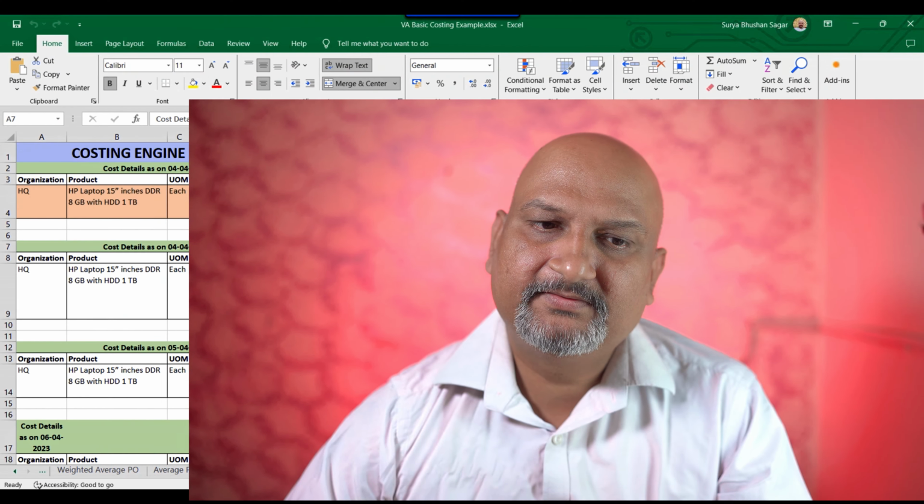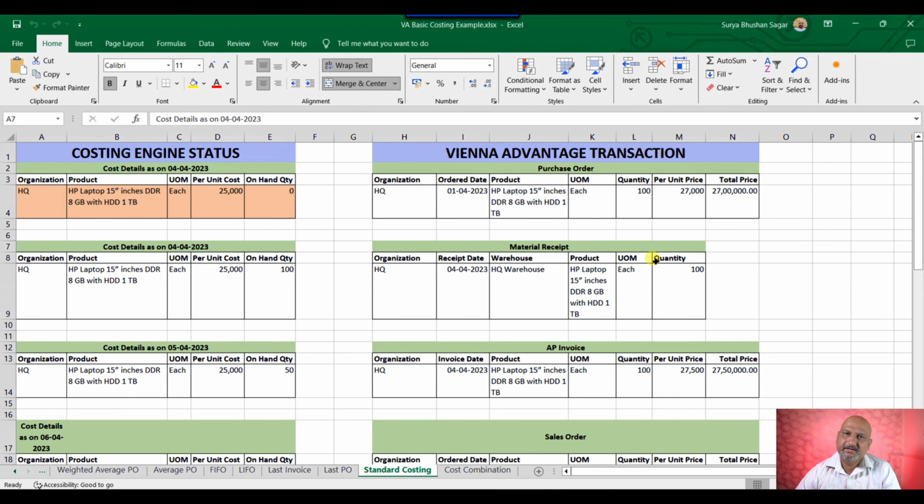If any customer asks you to use standard costing as a costing method, you will ask whether the opening stock is available or not. It is the responsibility of the customer to provide the cost of all those products. Now, I have created an example to showcase what happens in the system.